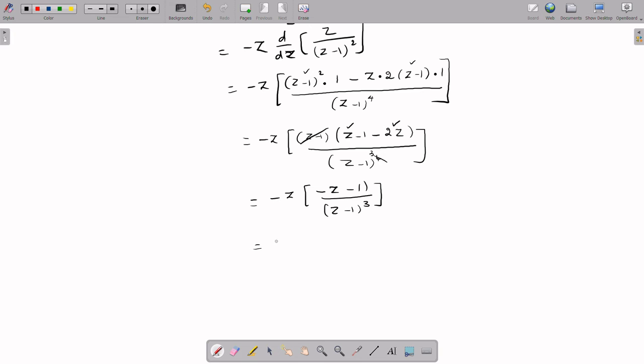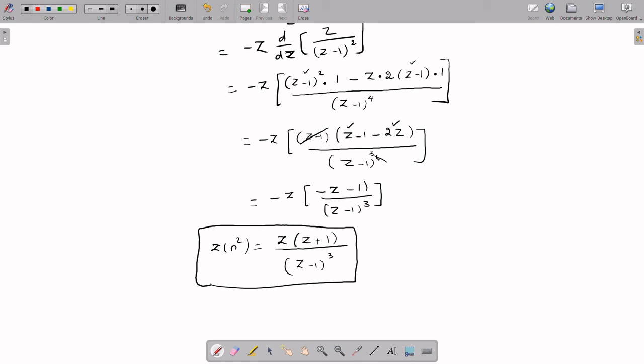Already one minus is there, so minus minus becomes plus, and when you take a minus outside, it becomes z plus 1 divided by z minus 1 the whole cube. This is the transform of n squared. You should remember these results. When you are doing problems, we can use these results directly and proceed further. For that, you have to remember these results.